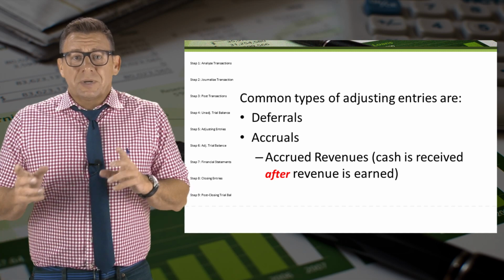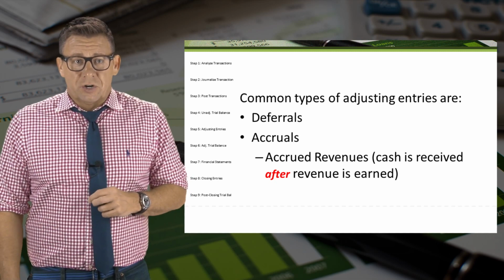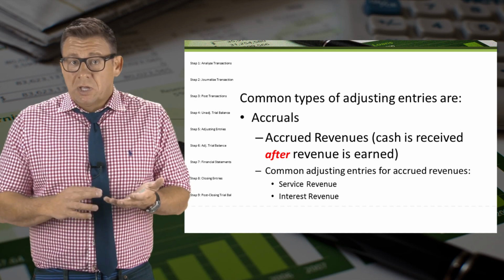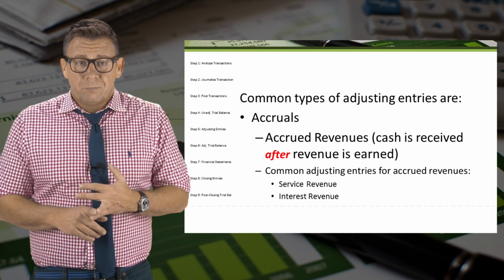An example of an accrual is accrued revenues. This means that cash is received after revenue is earned. Some common examples of adjusting entries for accrued revenues are service revenue and interest revenue.